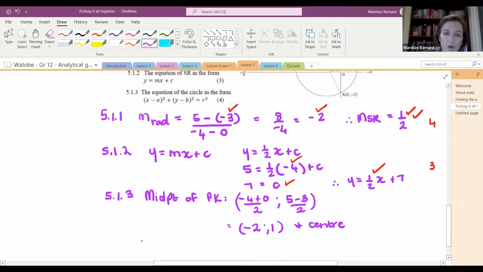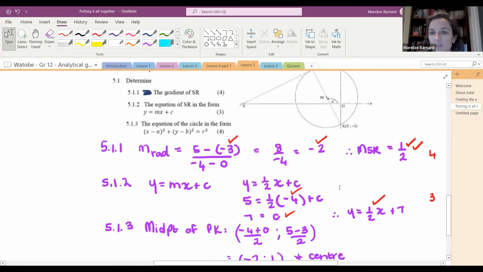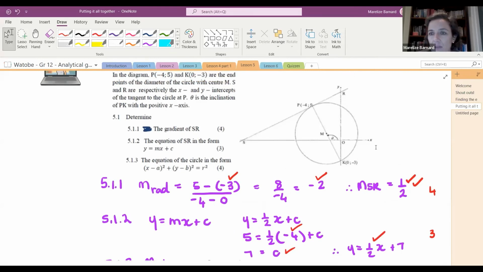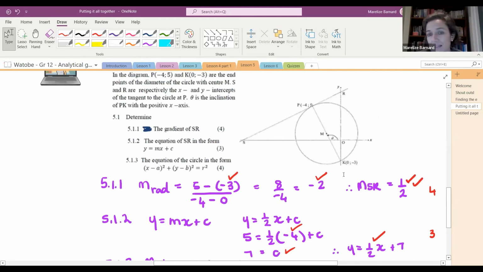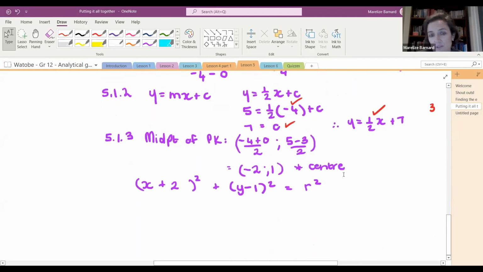Then we go and we put that into our equation of our circle. So x plus 2 squared plus y minus 1 squared is equal to r squared. So for r squared, again, Kayla, I'm not sure if this will help you with the question that you had, but we do have point P and point K that we can sub in to find what our radius is, because both of those points are on the circumference of the circle.